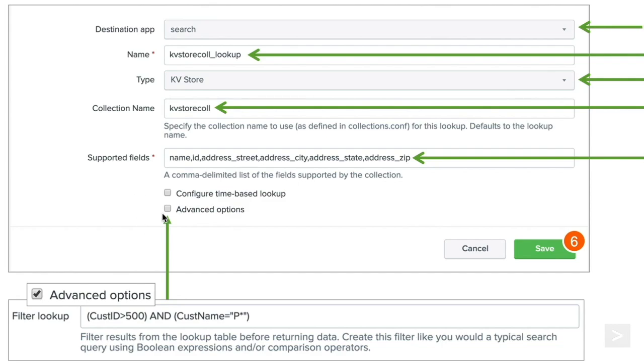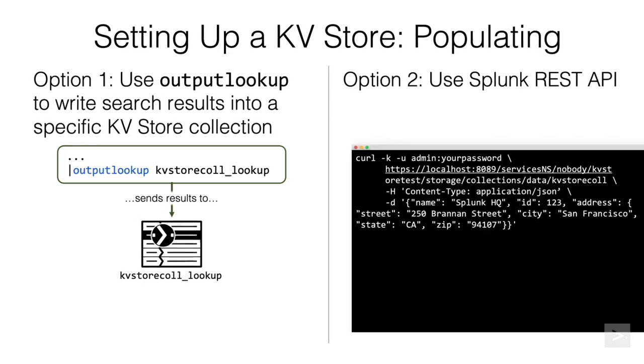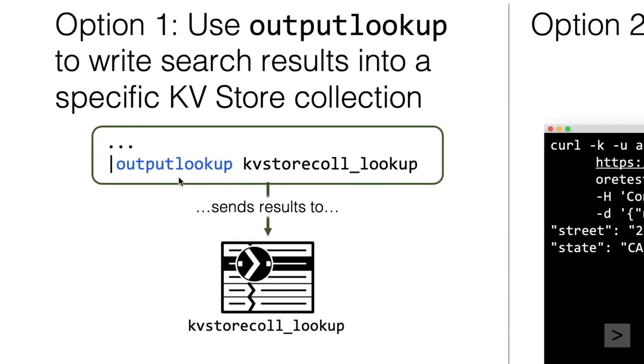And then we can apply a few advanced lookup options, such as filtering a set of values if we're only interested in, let's say, the customer IDs that fall within a range greater than 500 and begin with a customer name value of P. Now, once the lookup definition is created, we can populate that KV store using the outputlookup command followed by the lookup definition name and write the search results into that KV store collection.